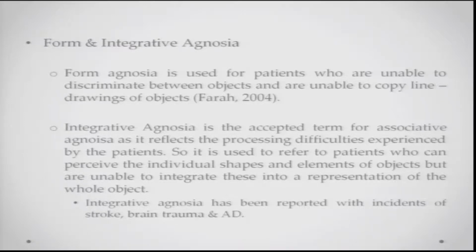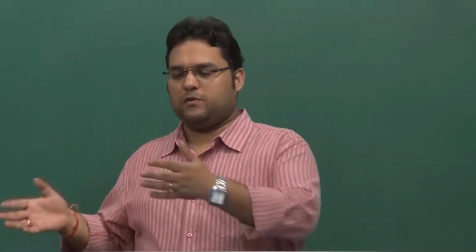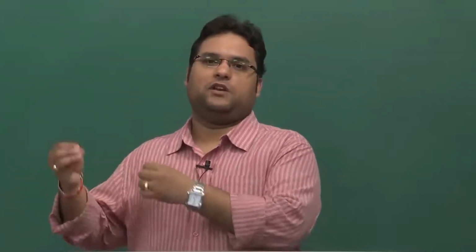So, it is used to refer to patients who can perceive the individual shapes, who can create the percept, but they cannot integrate these shapes into a representation of a whole object. Say, for example, if you are showing this person a television, he might be able to get the rectangle shape and the square shape and those kinds of things, but will not be able to integrate these shapes to form the particular object, and hence he will not be able to name that object.